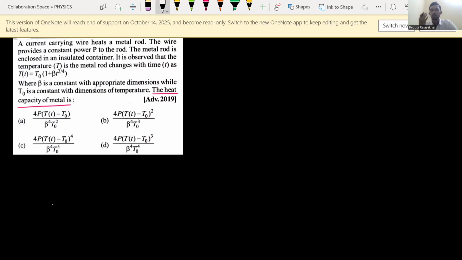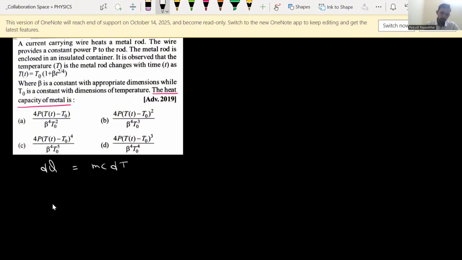Because heat has different equations also. Yet they're asking heat capacity or thermal capacity. Both are the same, heat capacity or thermal capacity, they can say. That means mass into specific heat, ms, is how much. So take the equation dQ equals mc delta T, that is, dQ equals mc dT. This is the relation you have to take.